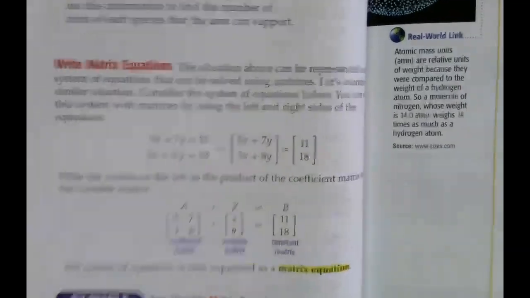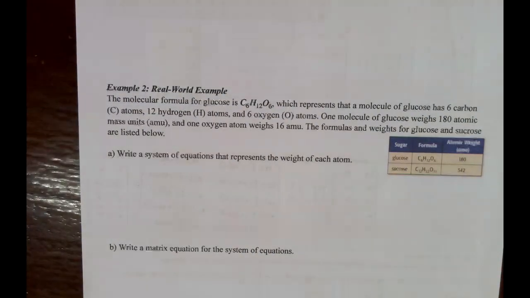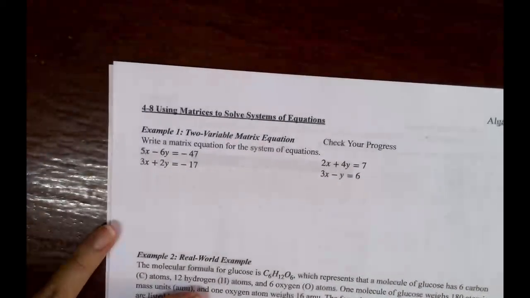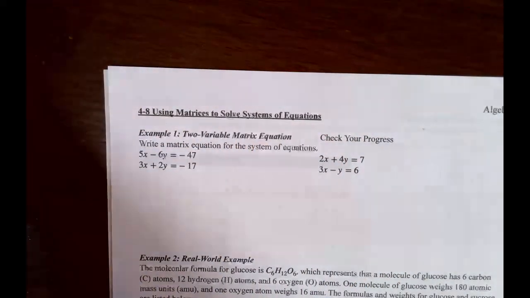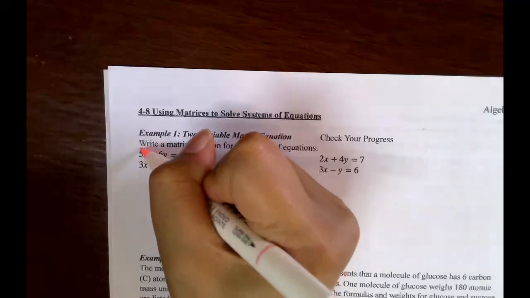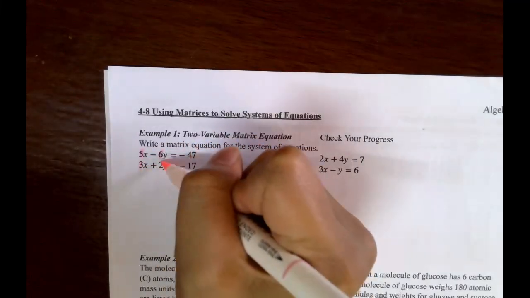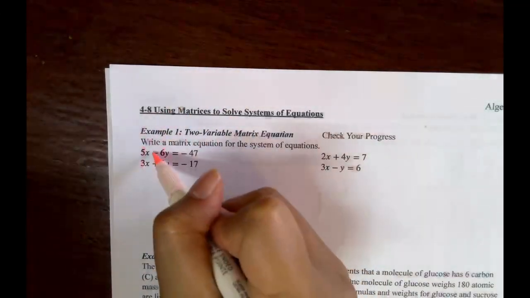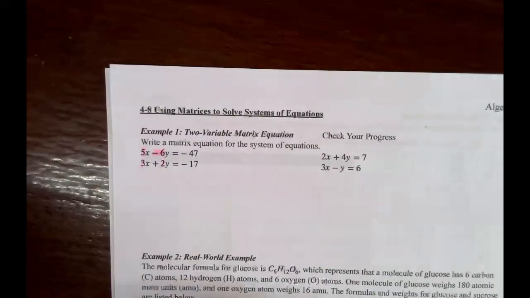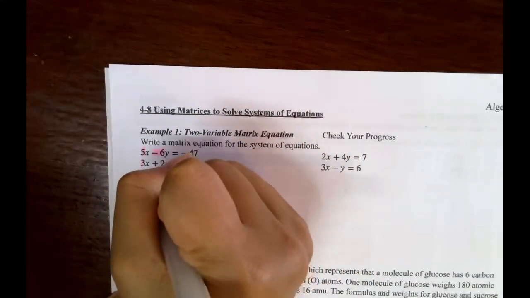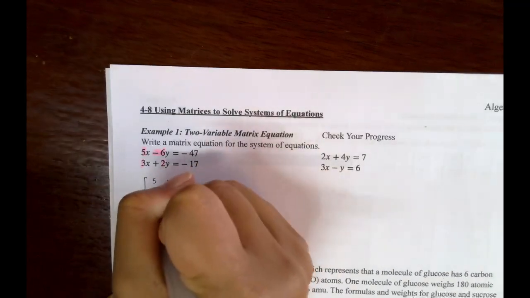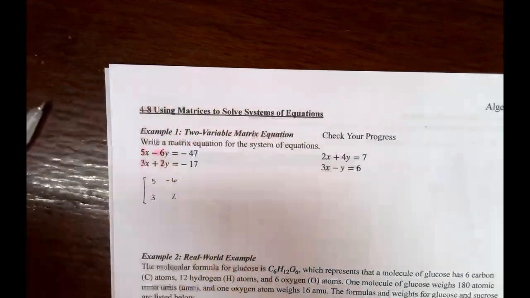Okay? So we're going to practice by rewriting each of these into a matrix equation. So let's start with example first. We're going to write our coefficients. So here are my coefficients: 5, 6, 3, and 2. Sorry, it should be -6, 3, and 2. So here are my coefficients: 5, -6, 3, and 2.